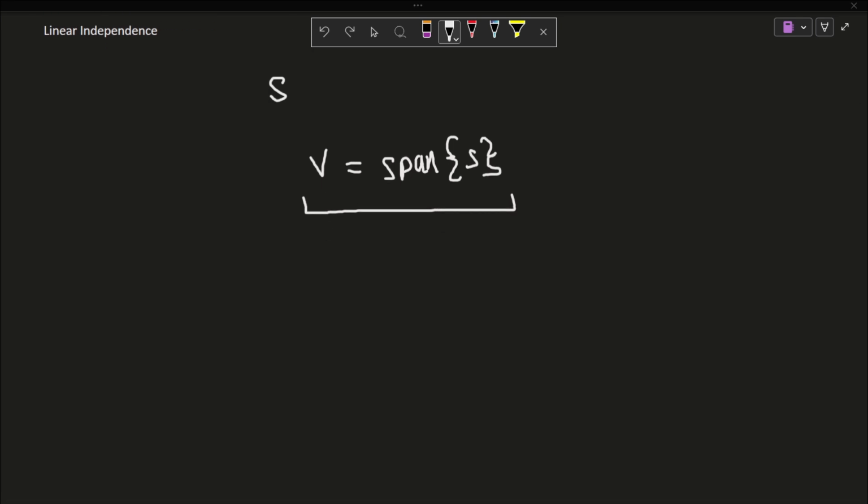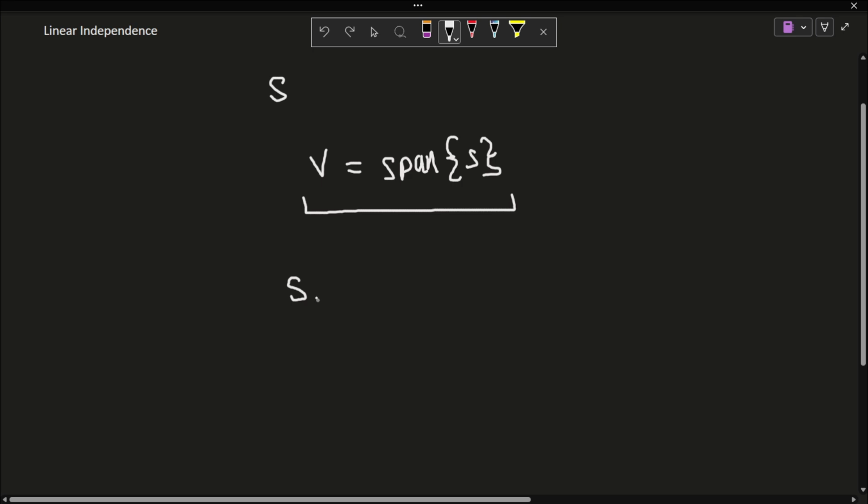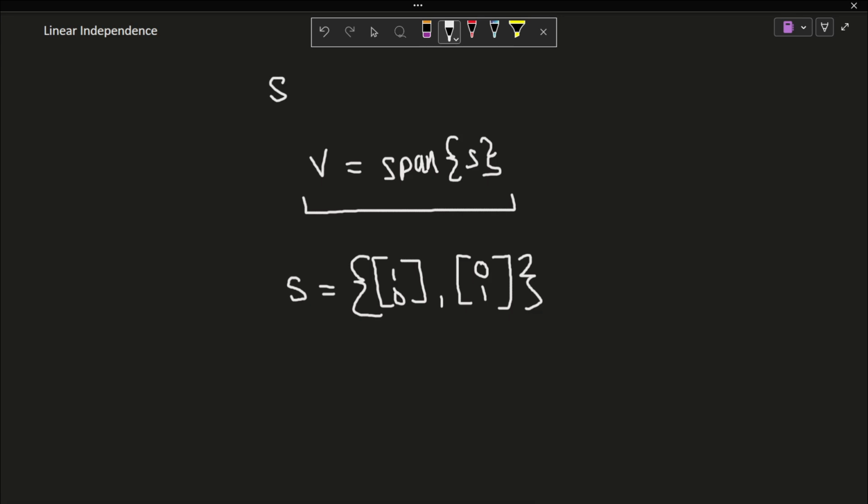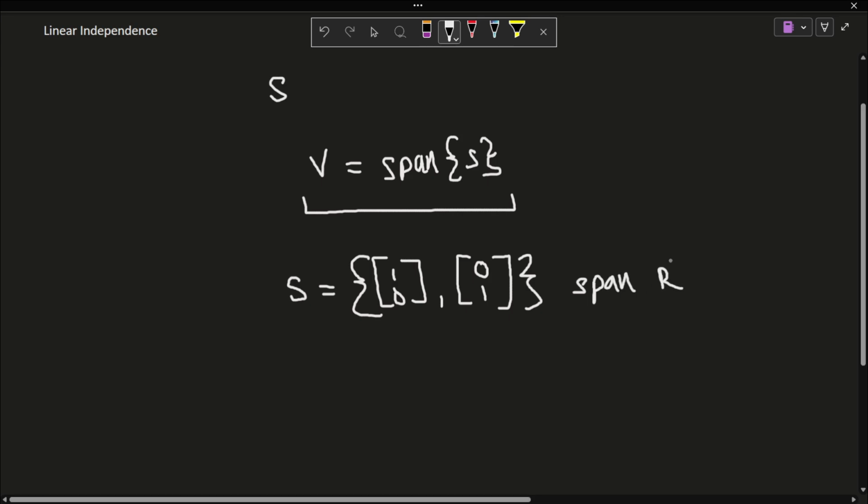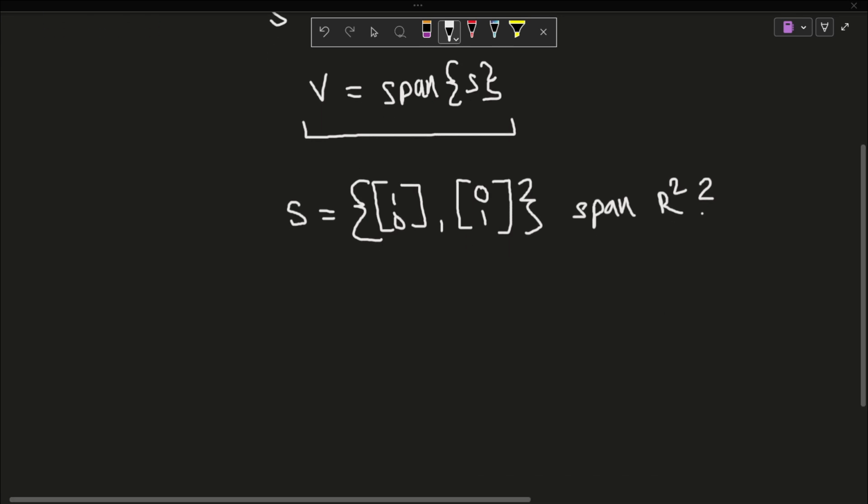Okay? So we're going to see, for an example, if this set is a spanning set for the set of all n-tuples. So let's say S equals (1, 0) and then we also have (0, 1). So these are our two vectors. And we need to check if they span R2. So that's our question here.